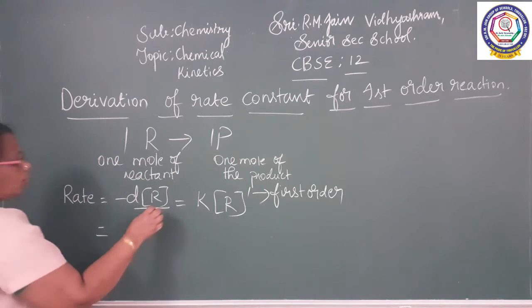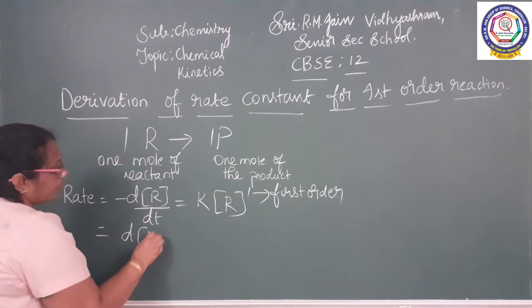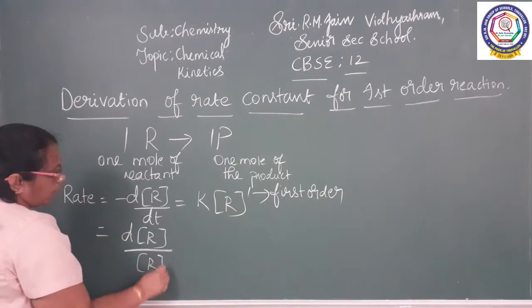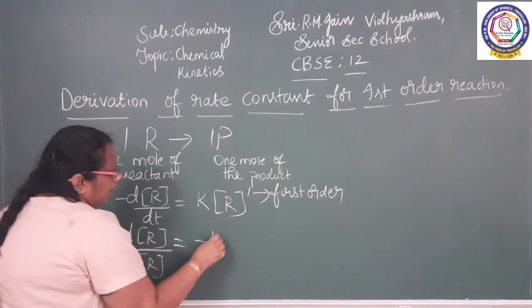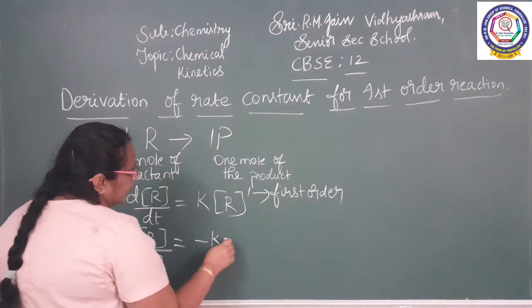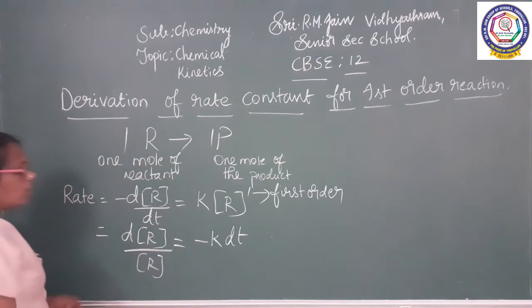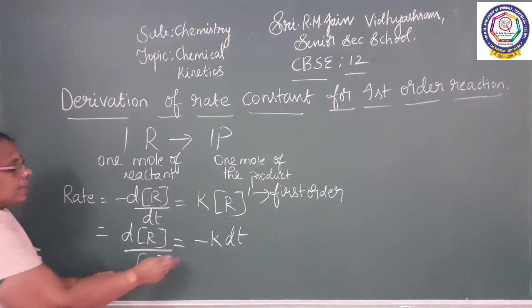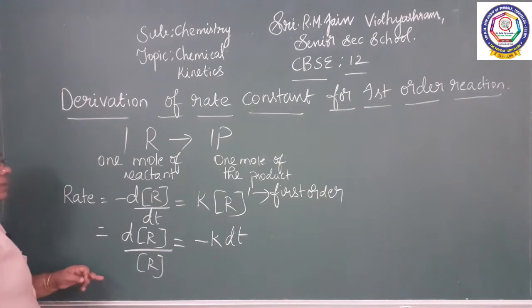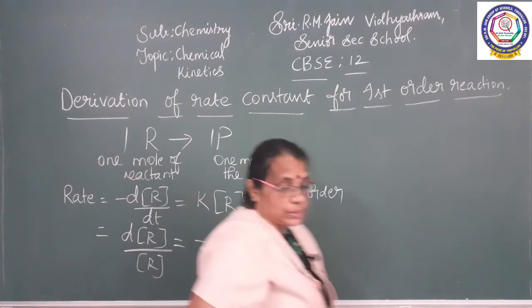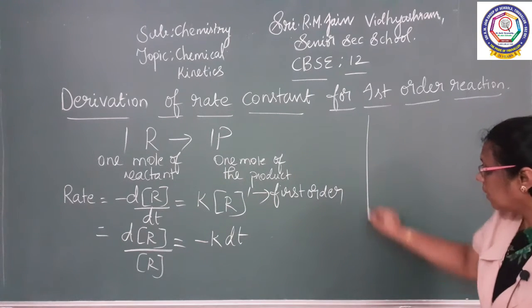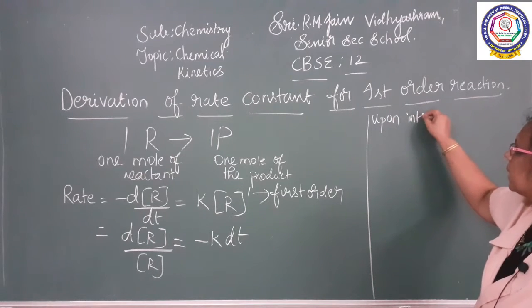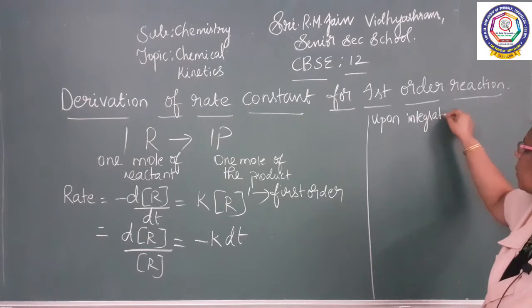Now what we are going to do? dR by R is equal to minus K into dt. So dR by R is taken towards the other side and minus K into dt. And what is the next step we are going to see? Upon integration, we are integrating this equation.